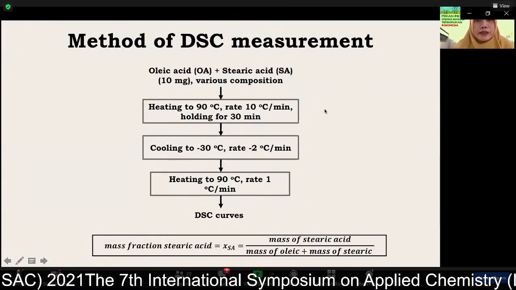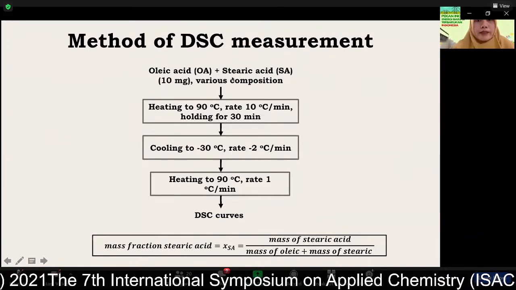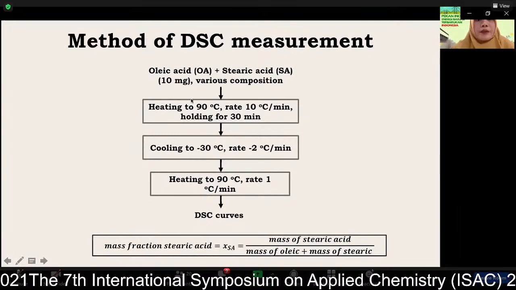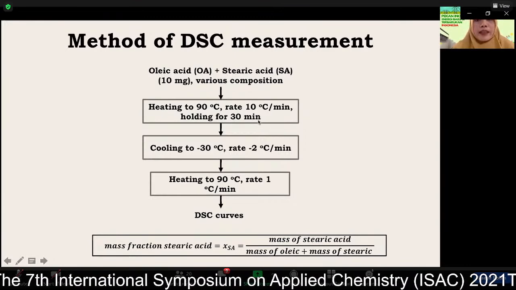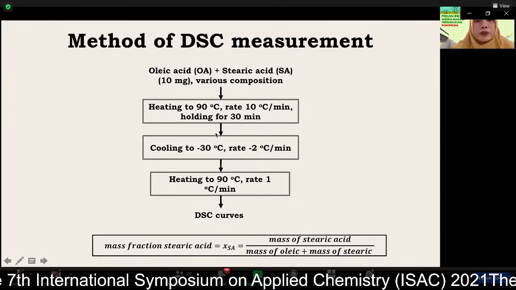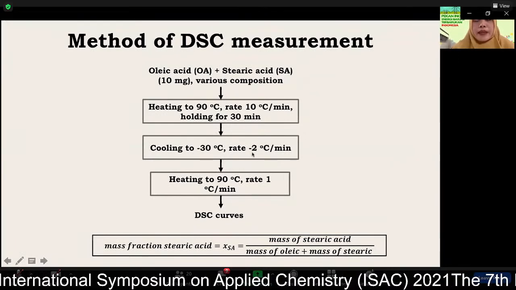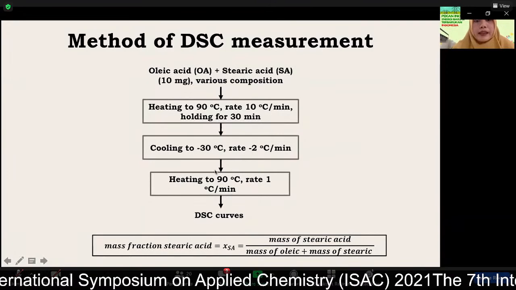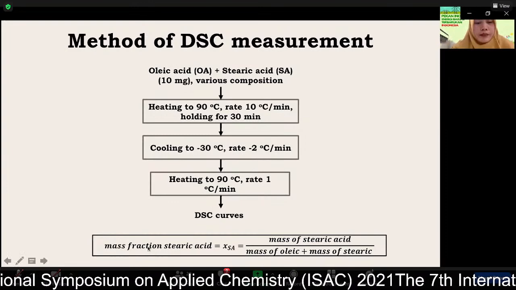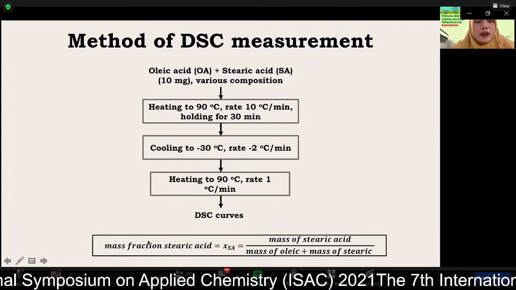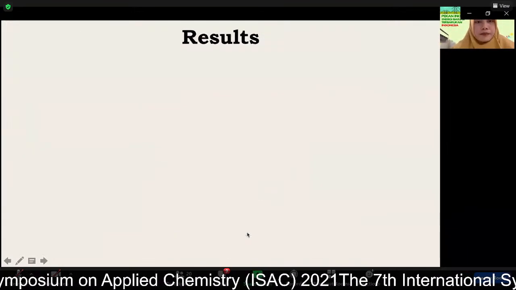This is the DSC measurement method. The mixture of oleic acid and stearic acid in various compositions was heated up to 90 degrees C at the rate of 10 degrees C per minute, then kept for 30 minutes, then cooled down to minus 30 degrees C at the rate of minus 2 degrees C per minute, and then reheated up to 90 degrees C at the rate of 1 degree C per minute. And this is the equation to calculate the mass fraction of stearic acid.